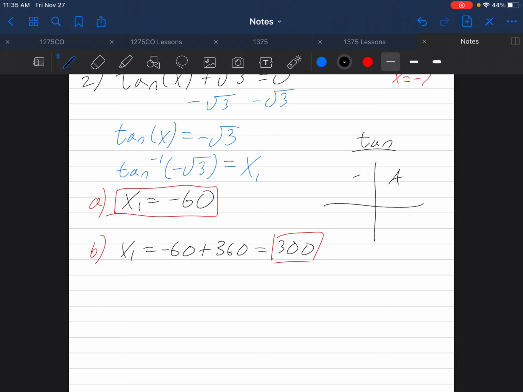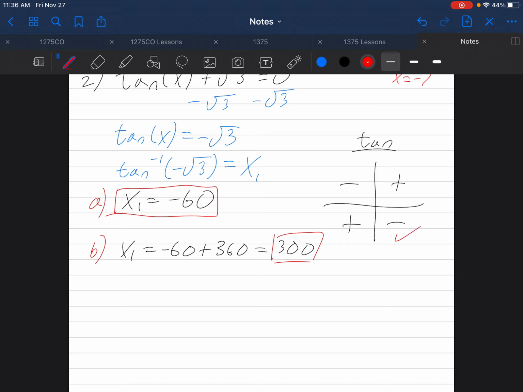Remember, on a tangent function, all students take calculus. Tangent function is positive in quadrants 1 and 3, and it's negative in quadrants 2 and 4. Right? So that means that this value here, tangent of x equals this number, or the inverse tangent of this number, is either going to be positive or negative, and that's going to kind of depend on whatever number it is. Right? Our first answer is in the fourth quadrant.